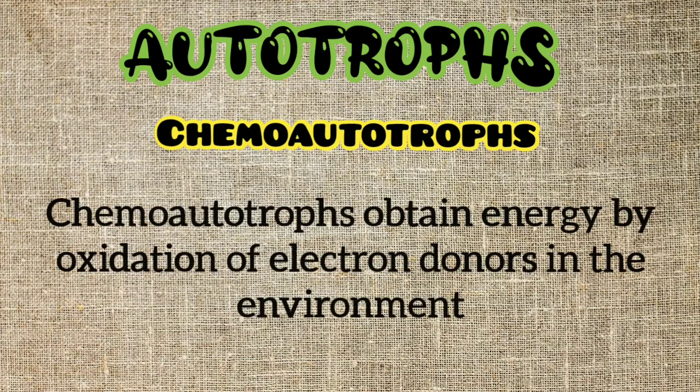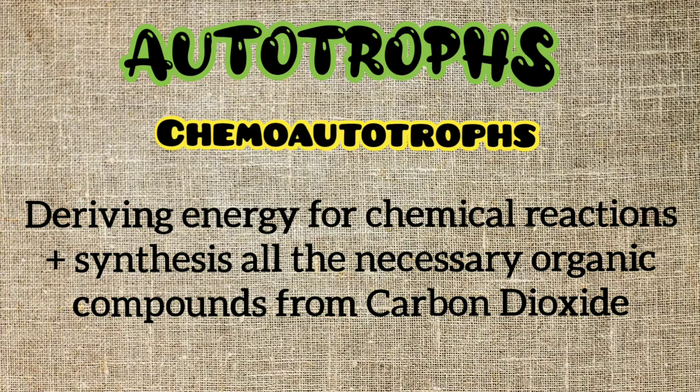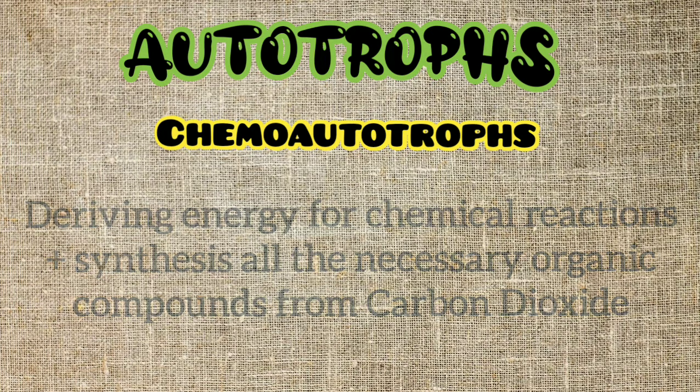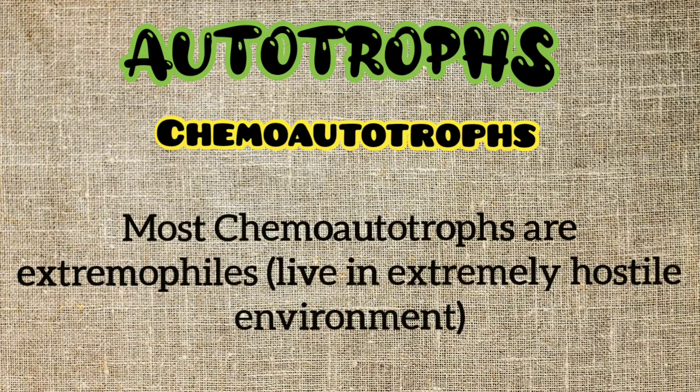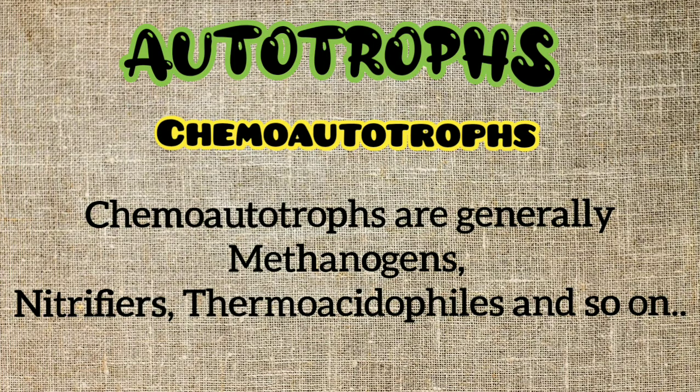Chemoautotrophs. Chemoautotrophs are organisms that obtain energy by the oxidation of electron donors in their environment. In addition to deriving energy for chemical reactions, they synthesize all the necessary organic compounds from carbon dioxide. Most chemoautotrophs are extremophiles, meaning they live in extreme hostile environments such as deep sea vents or volcanic springs. Chemoautotrophs generally come under several extremophile groups such as methanogens, nitrifiers, thermoacidophiles, and so on.